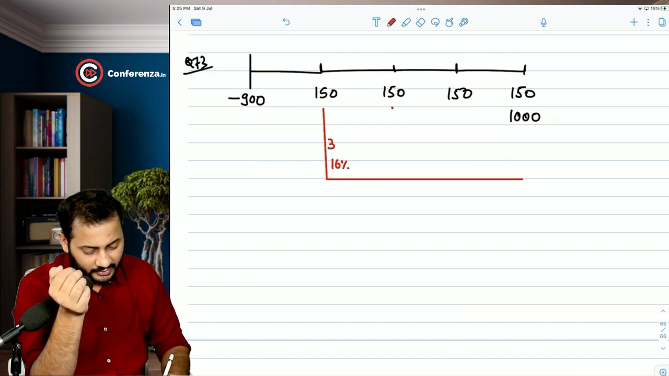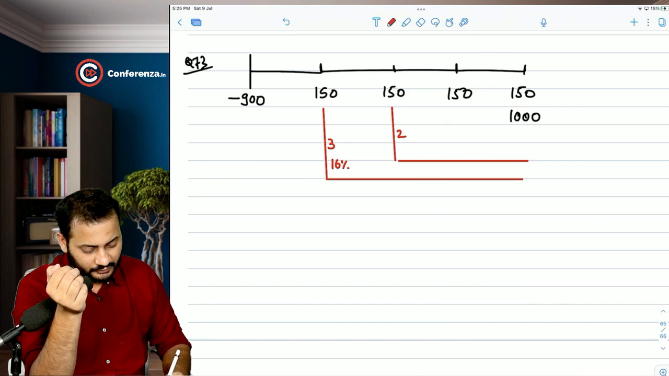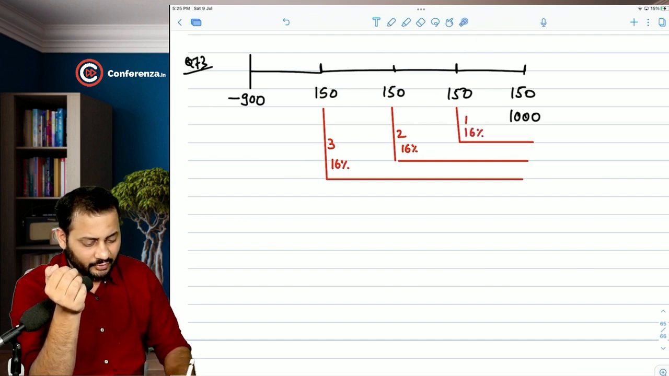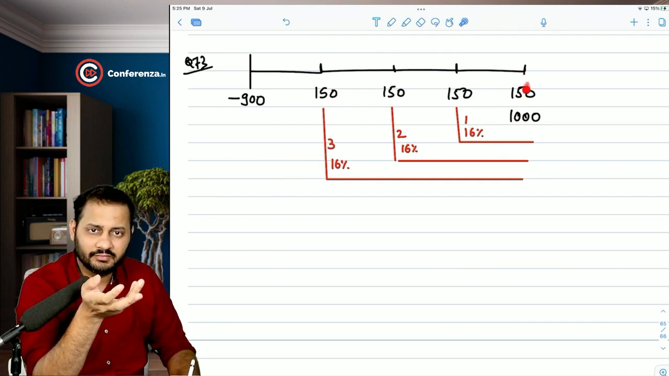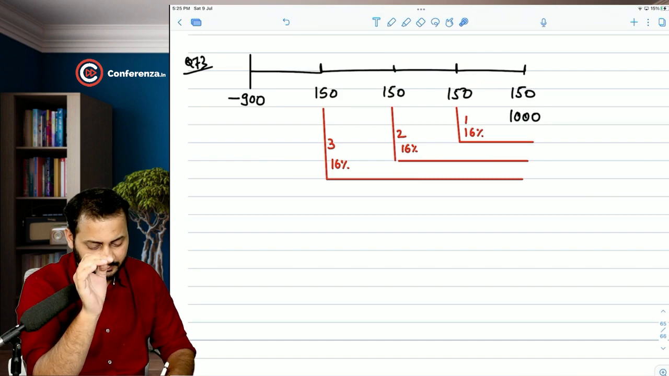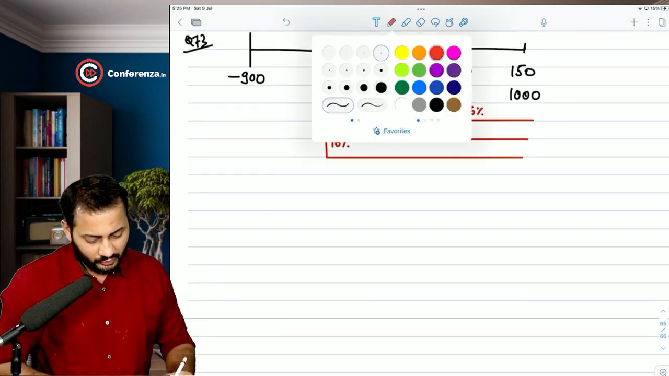Again, after 1 more year, I will receive 150 and I will invest that for another 2 years at 16%. Again, I will be receiving 150 in the 3rd year and I will invest that for another 1 year at 16%. And I don't have to invest this last amount because I'm already receiving it at the end.